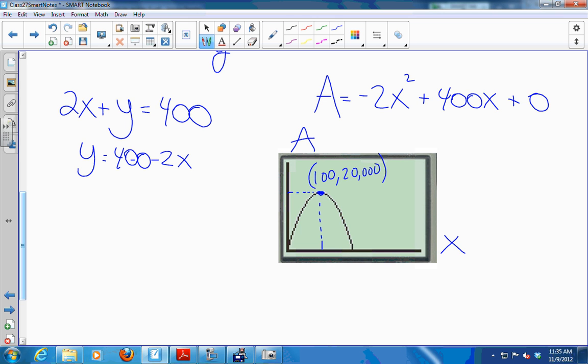Yeah, how do you find the vertex? You just told me. You answered last time I asked. Negative b over 2a. The x coordinate of my vertex would be at negative 400 over 2 times negative 2. That's negative 400 over negative 4, which is 100, which is what the calculator gave. So, okay, we're good. And then k, the y-coordinate of the vertex, is just the area when x is 100. So if I plug a 100 in here, I'll just tell you, you get 20,000. Check.